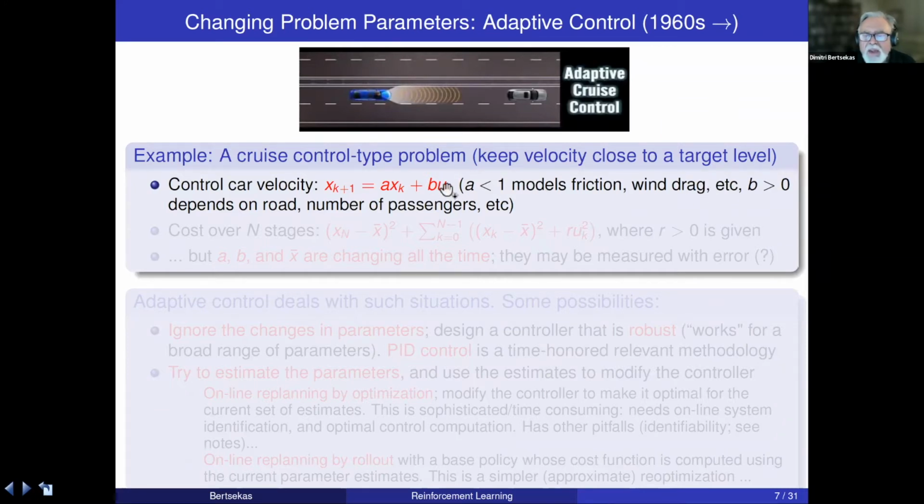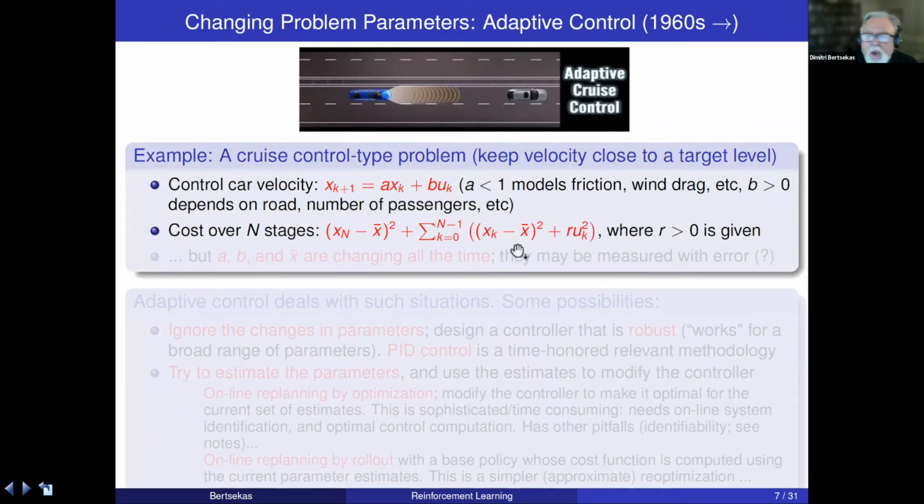uk is the control, the propulsive power that you apply on the car, how far you press the gas. And it has a coefficient b that determines how it affects its velocity, but that coefficient depends on things like the road that you're on, whether it's uphill or downhill, the number of passengers, and all of this affects b. So as you travel on the road, these things change, these parameters change.